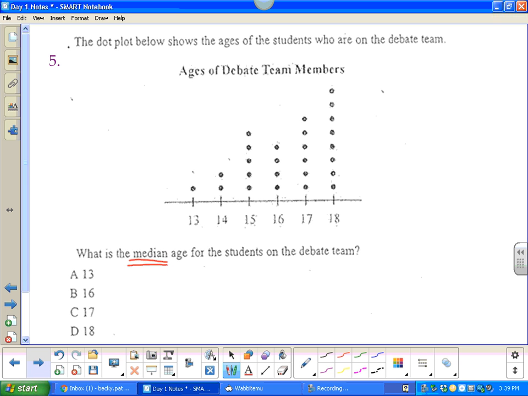The median is the middle. So I'm just going to start crossing out until I find the middle. And it doesn't matter if you start at the top or at the bottom of a column. And it leaves me with those two. So the middle would be the middle of those two, which would be 17.